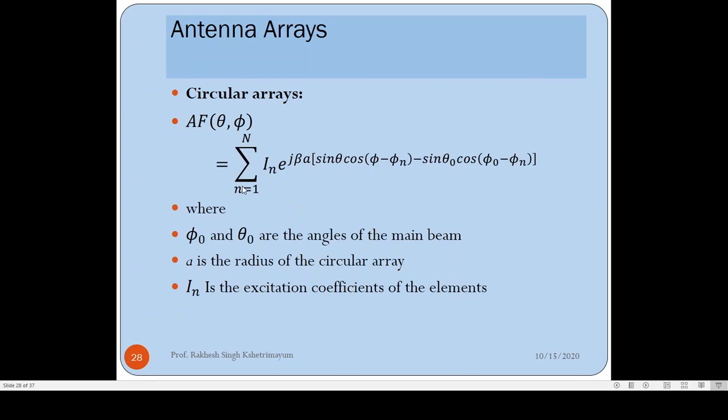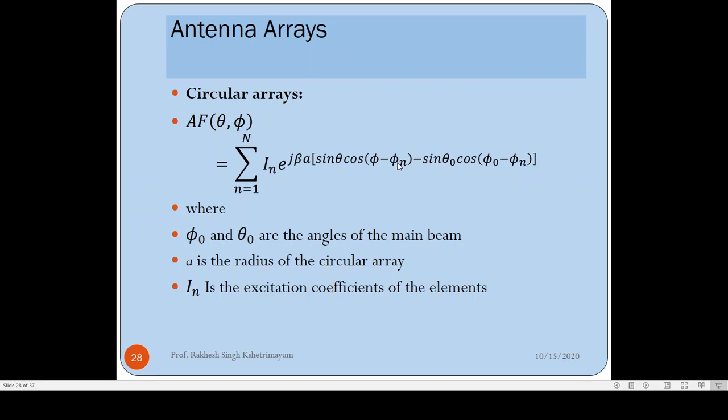The array factor for this circular array turns out to be the exponential of j beta a [sin theta cos(phi minus phi n) minus sin theta 0 cos(phi 0 minus phi n)]. What is phi 0 and theta 0? Phi 0 and theta 0 are the angles of the main beam, the direction where you want to have the main beam. We call them theta 0 and phi 0.